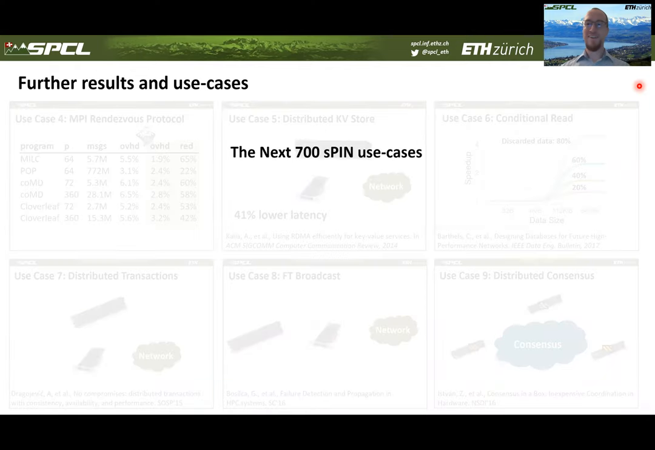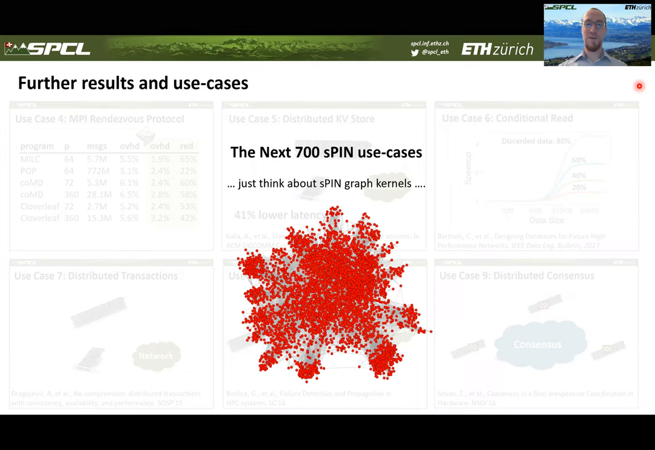But it's not even all. The next 700 use cases, I would say, or even more, would be the implementation of graph kernels or network acceleration for very irregular workloads. So for example, the new class of sparse neural networks could benefit from this, or just more traditional graph-based computation. So think about that and you will find lots of use cases where data movement is actually dominating the network transmission time, and the spin network acceleration model could actually help in that particular case.